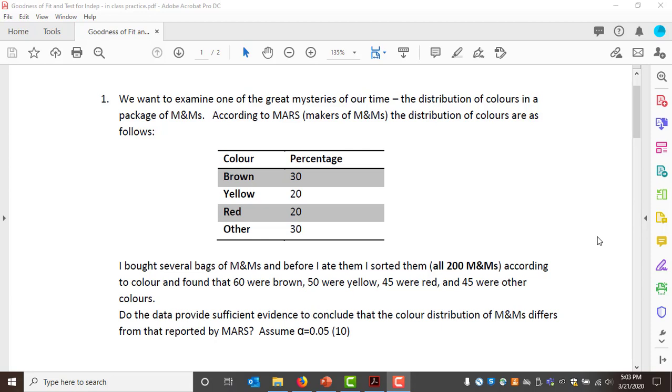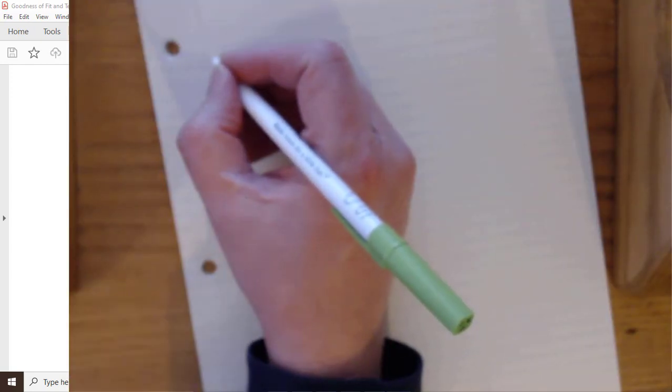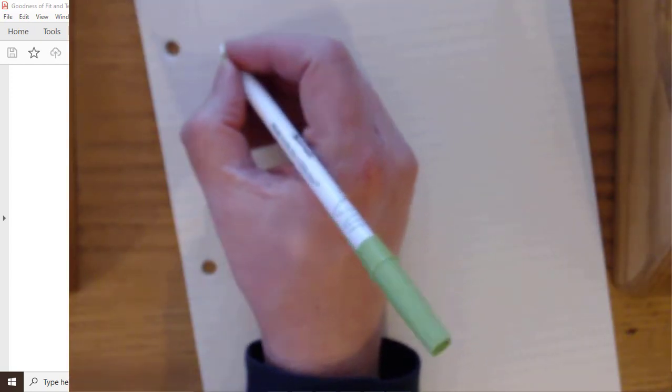Note, one categorical variable, i.e. color, with different choices within that color variable representing our different groups. One categorical variable, so we know that it is a goodness of fit test. Okay, so now we're able to solve this.